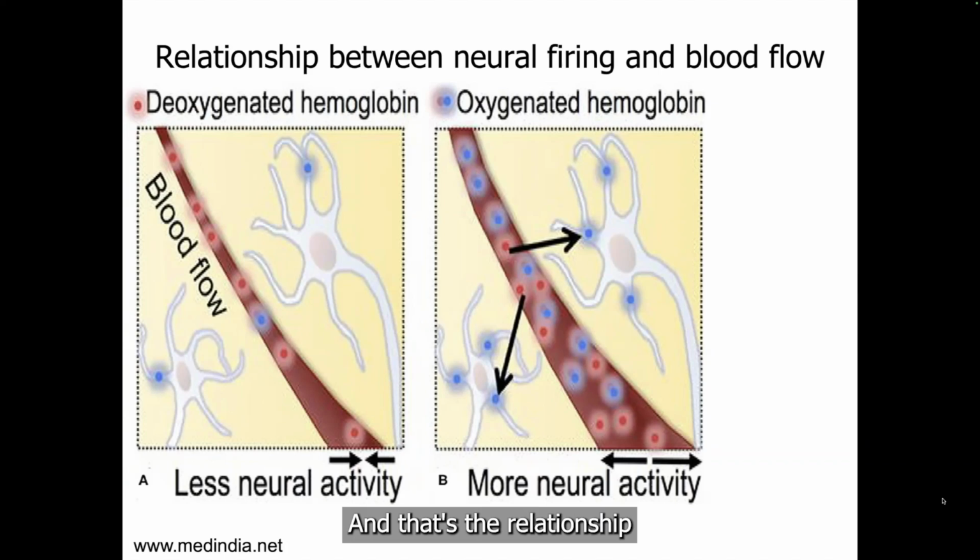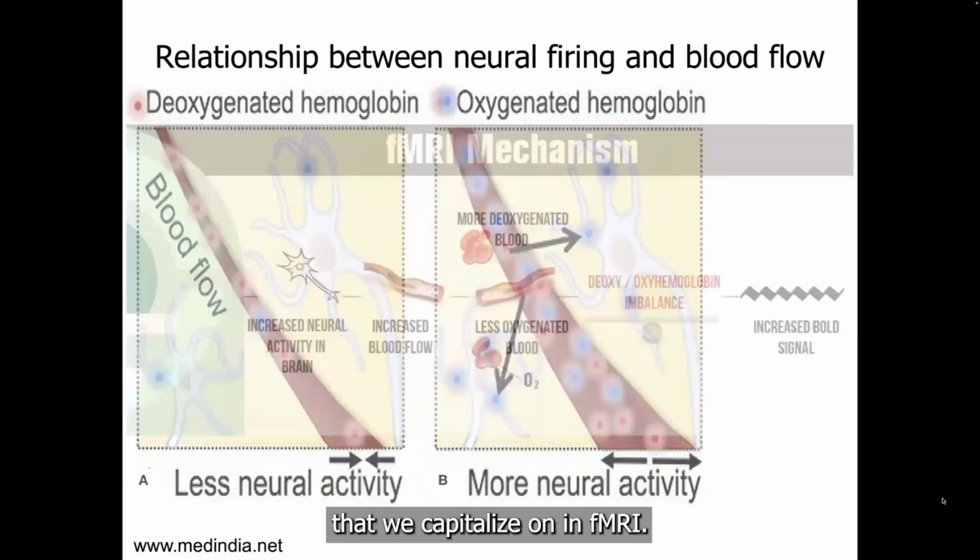So it's a really important relationship to establish before we get into BOLD fMRI. And that's the relationship between neural firing and blood flow. If you look at A, there's less neural activity, and so there's less flow. But then in B, there's more neural activity, and now the vasculature expands, there's more oxyhemoglobin coming in, and there's greater flow. So there's a direct relationship between neural firing and blood flow that we capitalize on in fMRI.